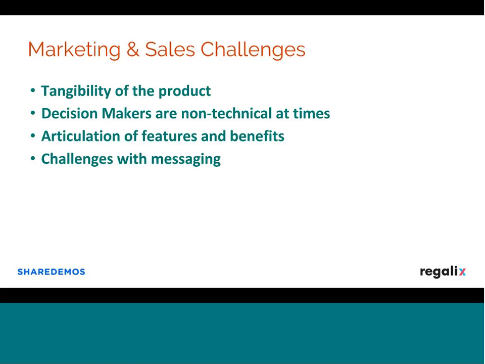Articulation of features and benefits is again very important. Marketeers, when there are technically complex products, tend to talk about features and benefits which are very technical in nature. You have to map them back to the use cases. And one of the most important things is the challenges with messaging. How do you actually put across your point without being too technical in nature is one of the challenges.